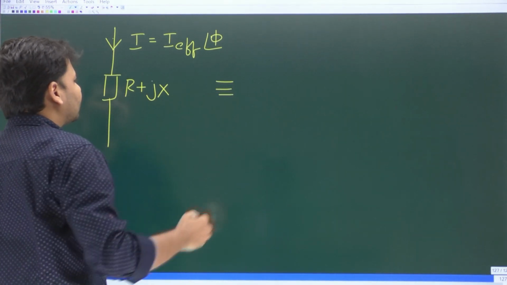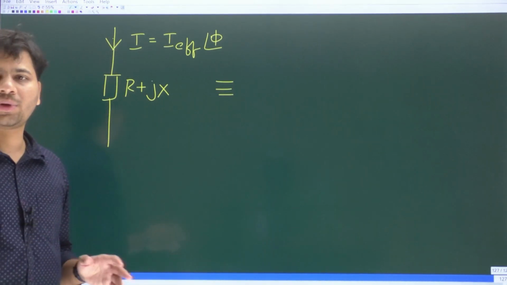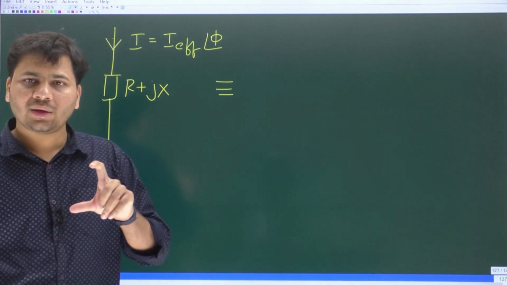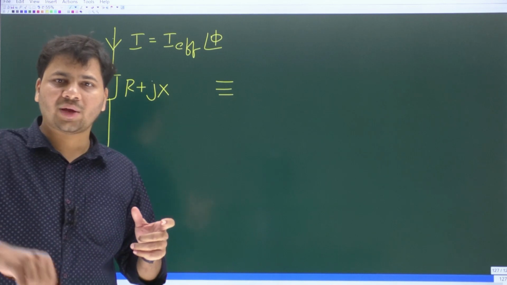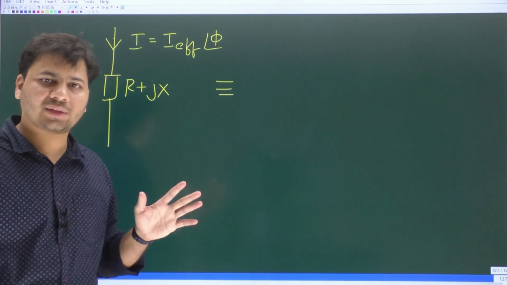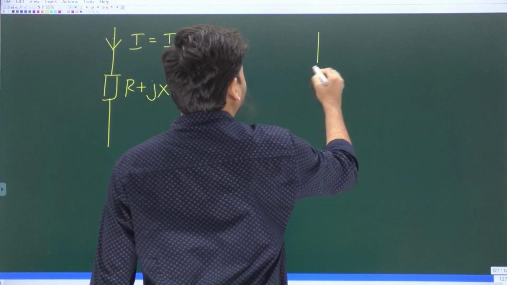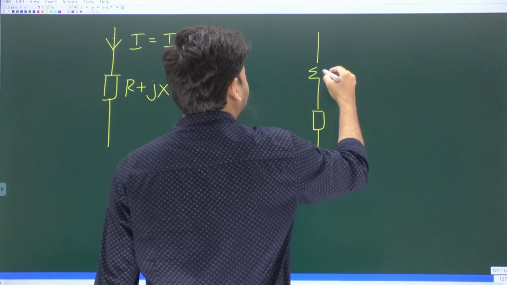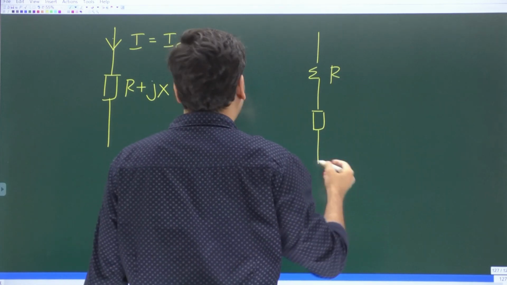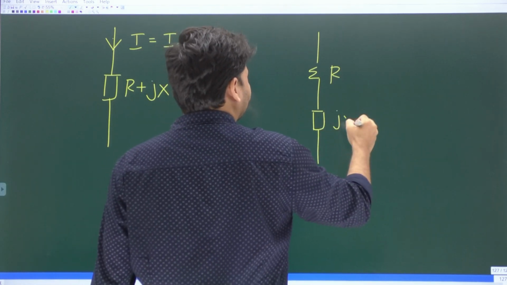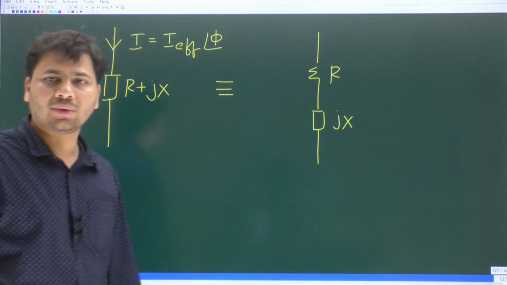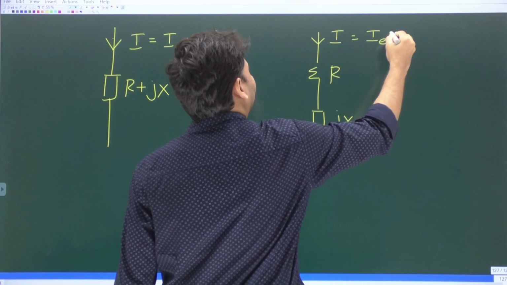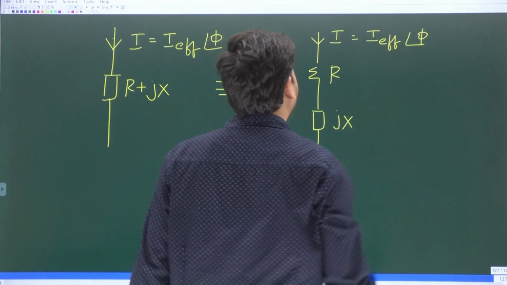So this branch, this R plus jX, can be represented as what? A series combination of a resistor and a reactive element whose impedance is what? jX. R plus jX can be split into the resistive part and the reactive part. For the resistive part, resistance is what? R, and for the reactive part, the impedance is what? jX. Now also the same current will flow, which is equal to what? Some I effective angle phi.